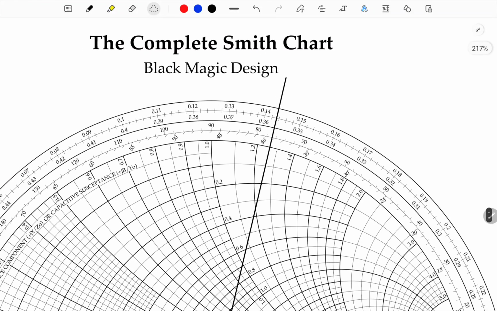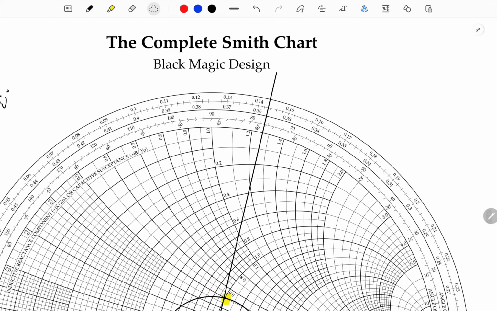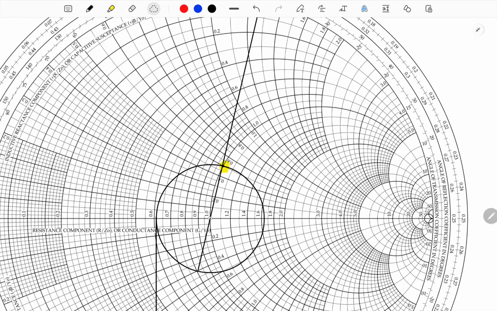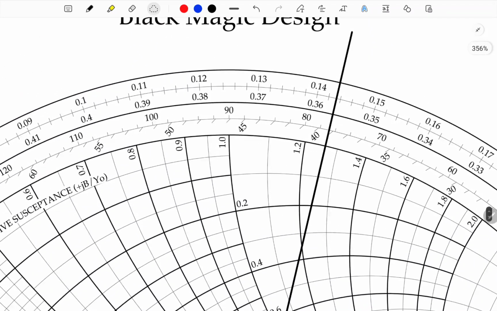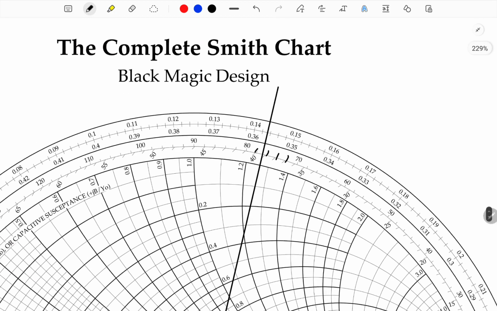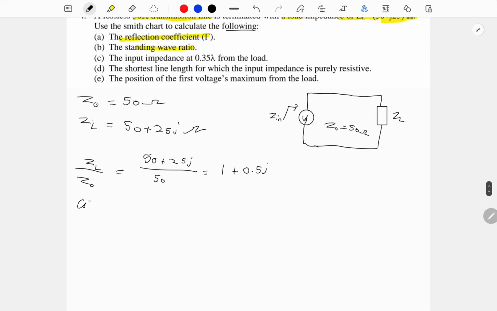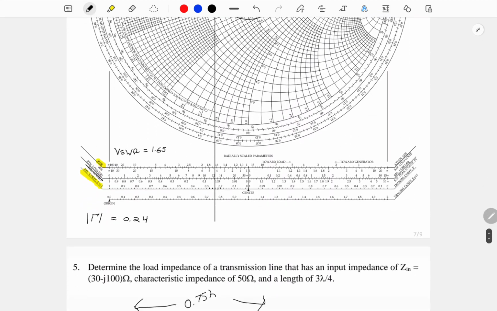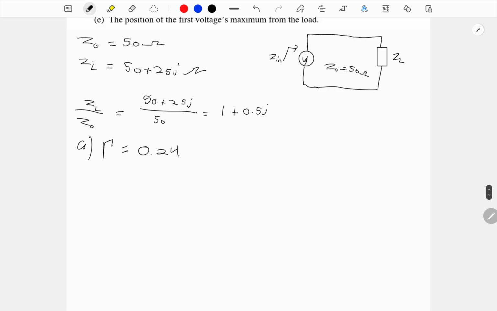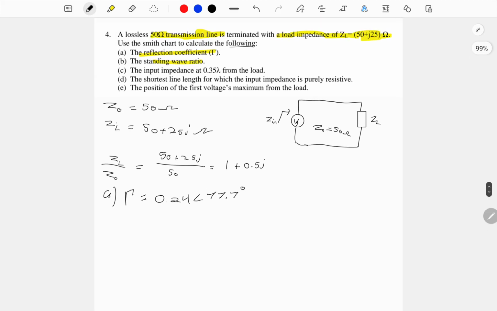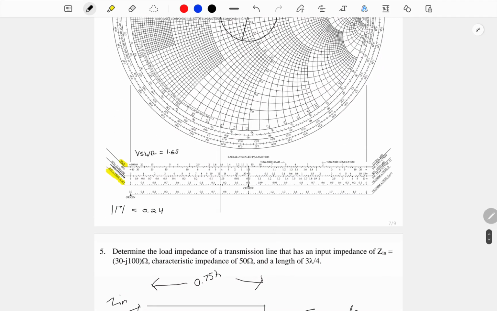So what's the angle? Well, 83, something like that. No, 70. Oh yeah, 77. So 2, 4, 6, and then that's 8. So around, yeah, let's just say 77. So the reflection coefficient, this is for part A. The magnitude is 0.24 and the angle is 77.7, let's just say that. Okay, now let's look at the VSWR. We already found it. There's 2 methods, and that was like 1.61 or 1.65.